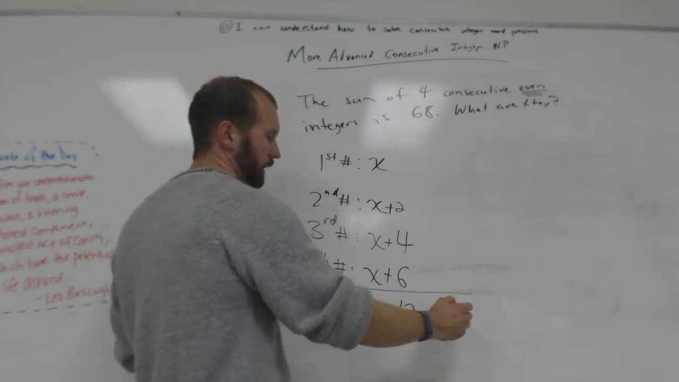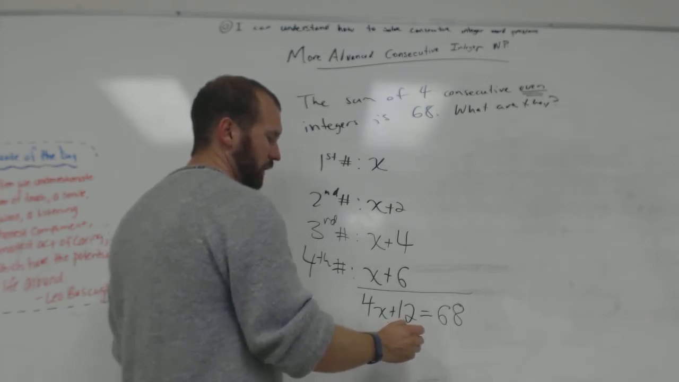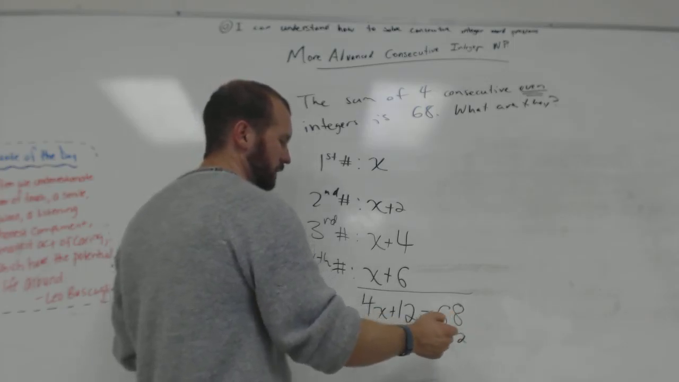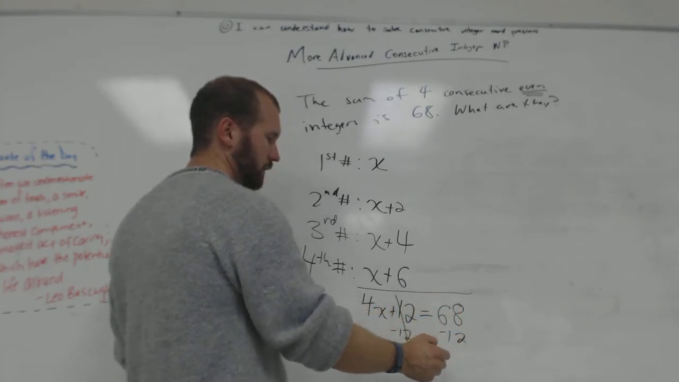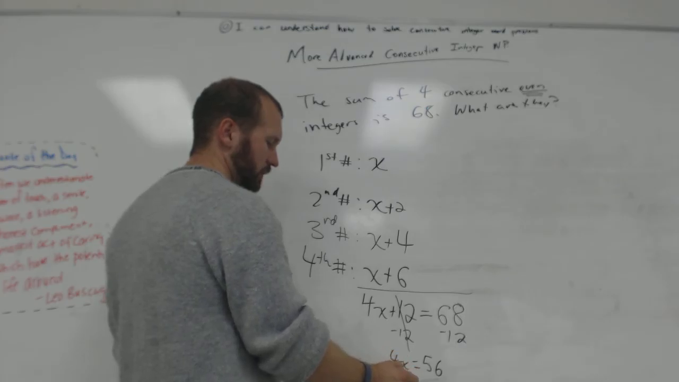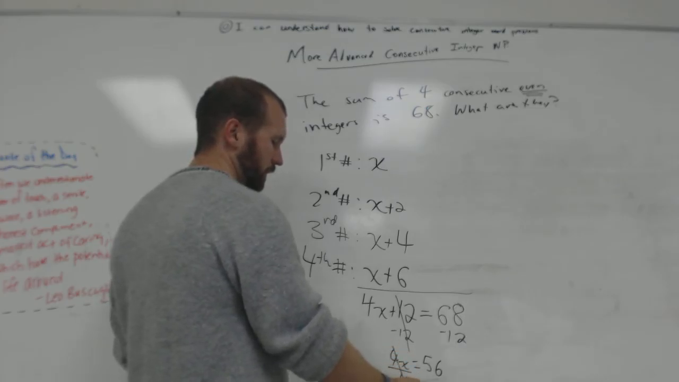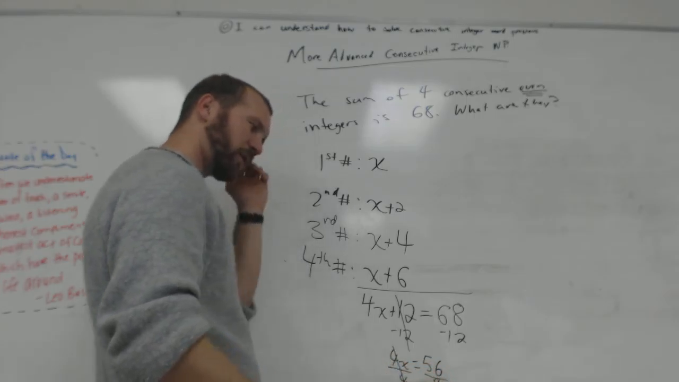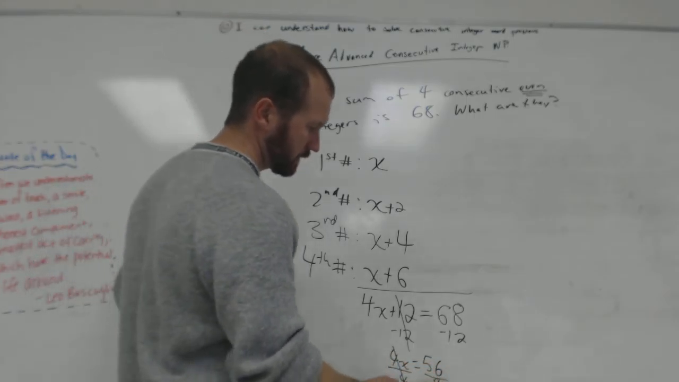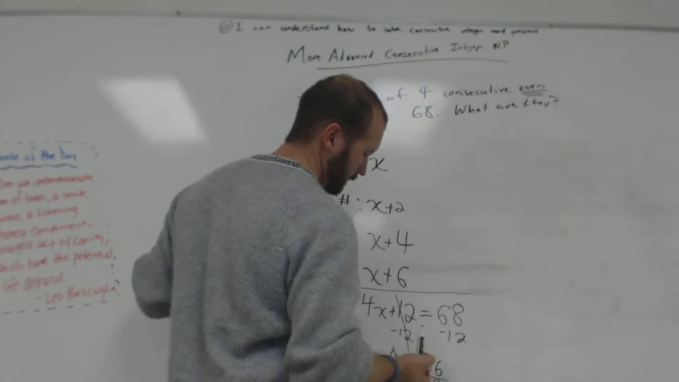68. Subtract 12 from both sides. Boom. 4x equals 56. Divide both sides by 4. x equals 56 divided by 4, which is 14. Nice, thank you.